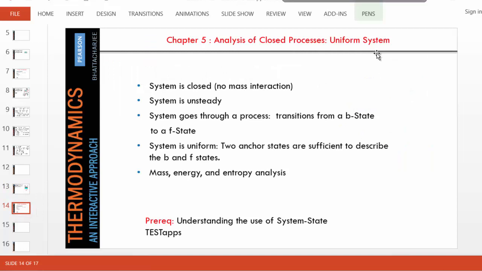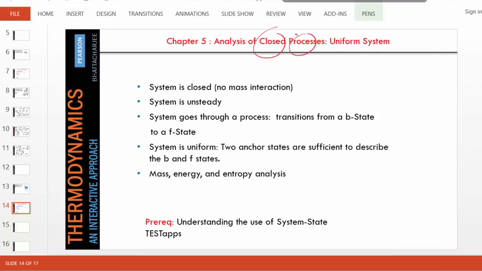This is a case of a closed process. As you can see, the system is definitely closed, and it goes through a process, meaning that there is a definite beginning state and end state, or final state, of this unsteady process. The system is uniform because at any given time the system can be represented by a single state. We'll do an energy and entropy analysis of the system.